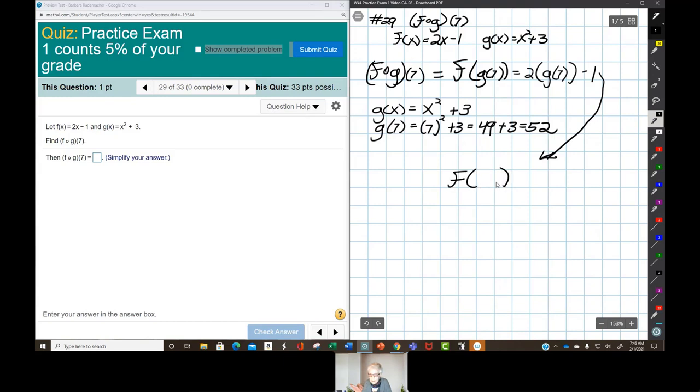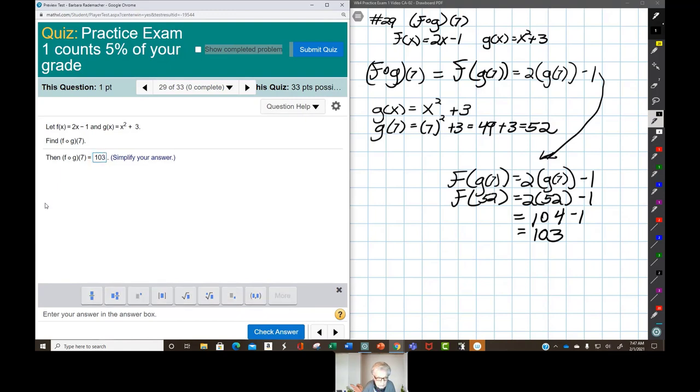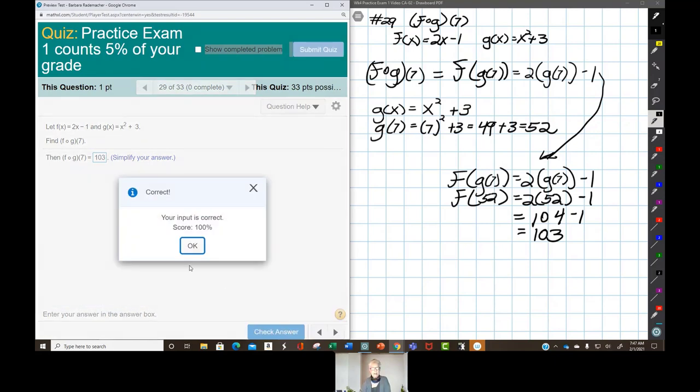F of g of 7 is going to be 2 times g of 7 minus 1. So now I know what g of 7 is, it's 52. So g of 52 is what I need. And that will be 2 times 52 minus 1, which will be 104 minus 1, which will be 103. And that should be the answer. Let me see. Okay. That's how you do that.